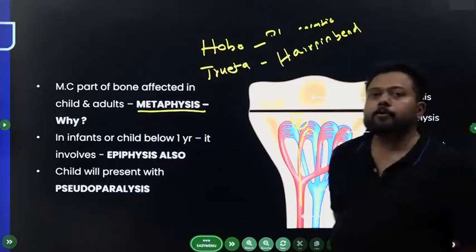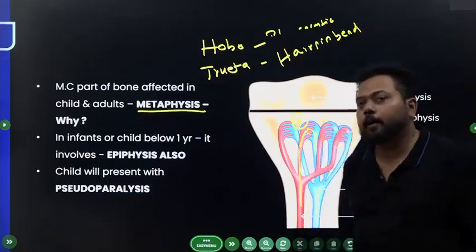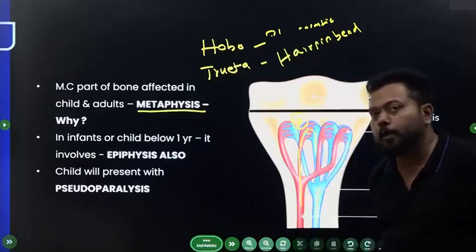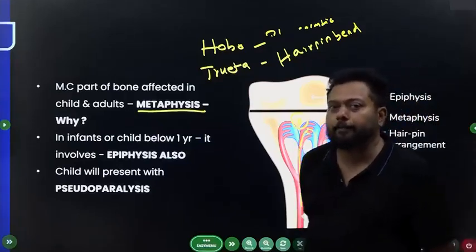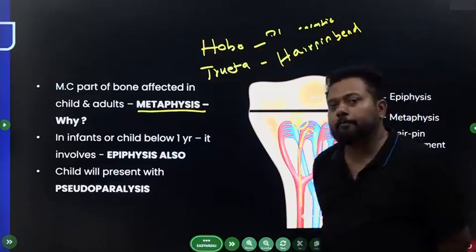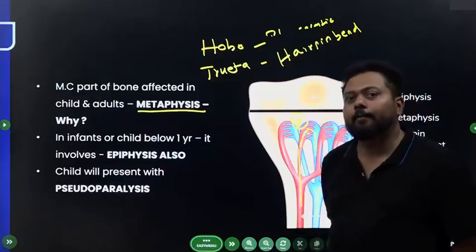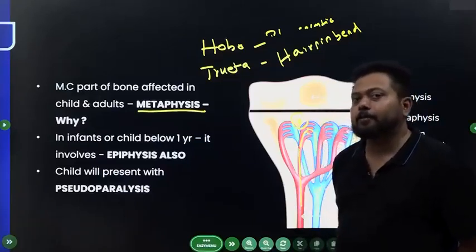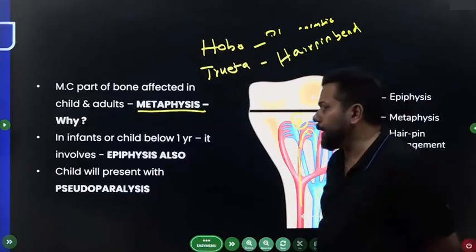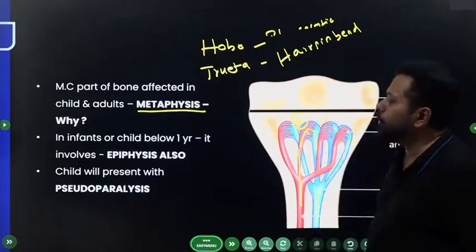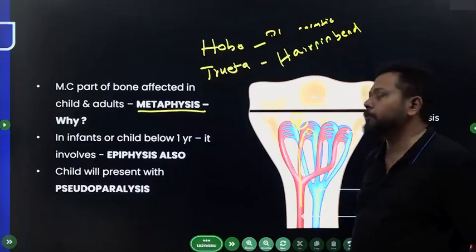So two theories. Why is osteomyelitis common in metaphyses? Because of less phagocytosis, Hobo's hypothesis. Because of hairpin bent vessels, sluggish flow of blood, so that the organism can escape, that's called Trueta's hypothesis. Okay. In an infant or child below 1 year, it involves the epiphysis also.